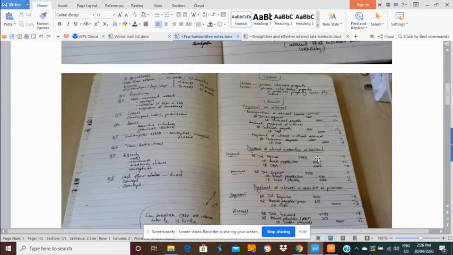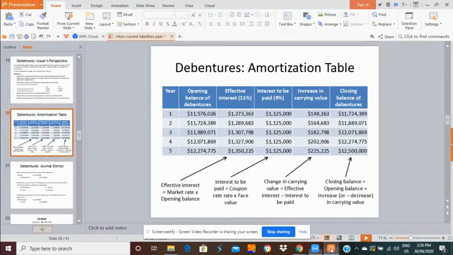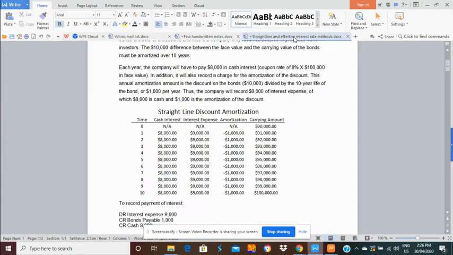mean that every year you will have $558. The values every year would be different, as in this example. This difference between the book value of expense and the coupon expense every year is different if you are using effective interest rate method. But what if you use a straight line method?